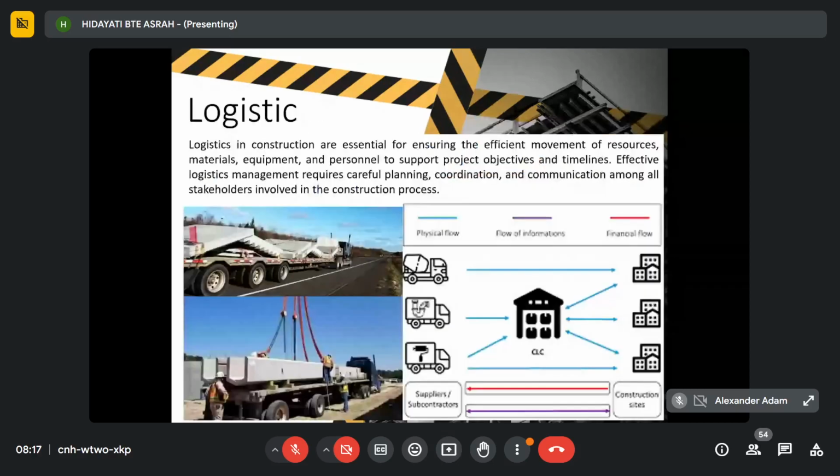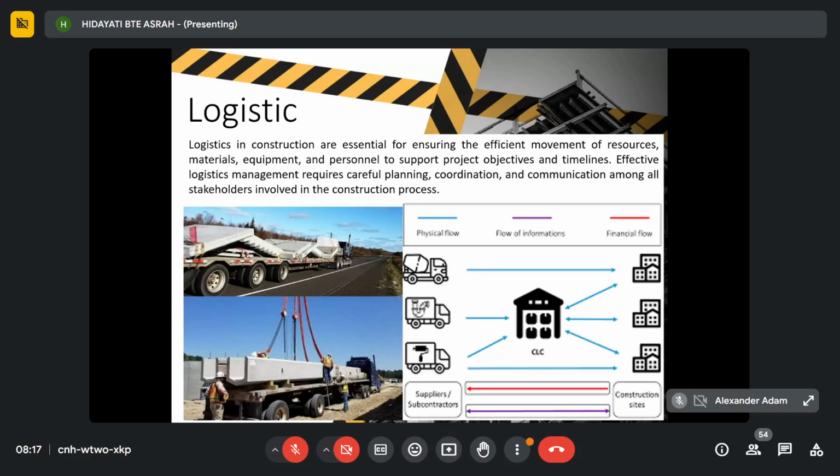Next is logistics. So what is actually logistics? It is about the movement of materials and equipment from where they originate to where the workforce needs them, from the factory, for example, to the construction site. That movement of materials and equipment, we call it logistics.